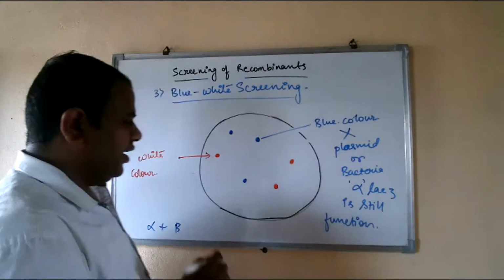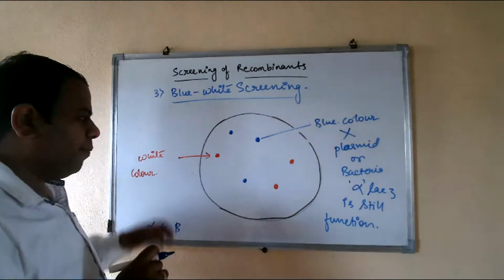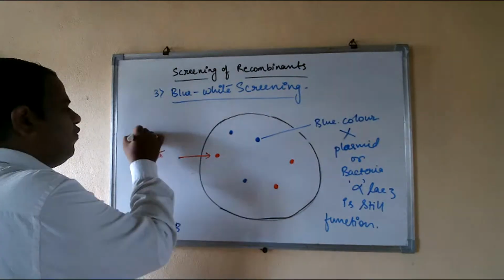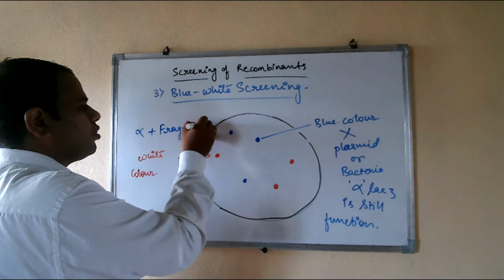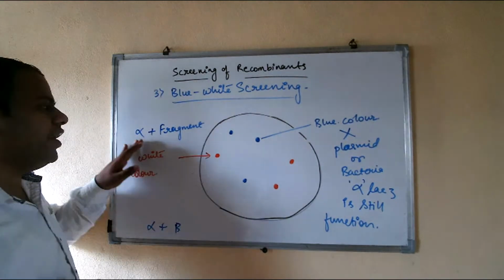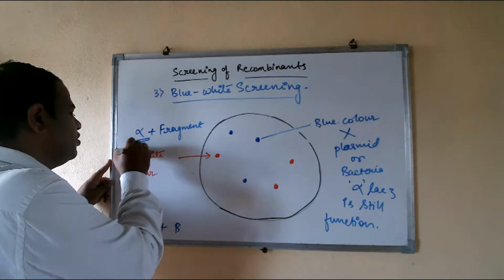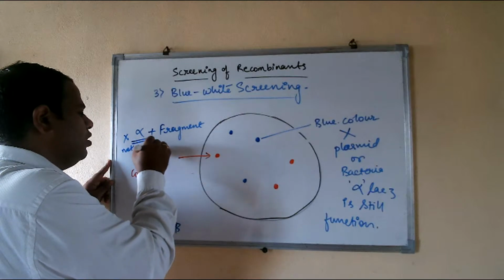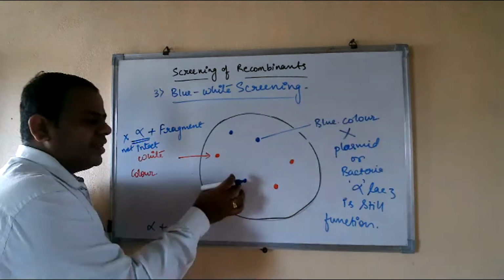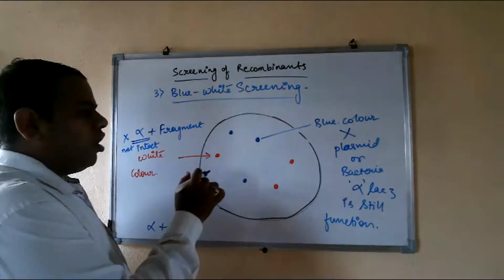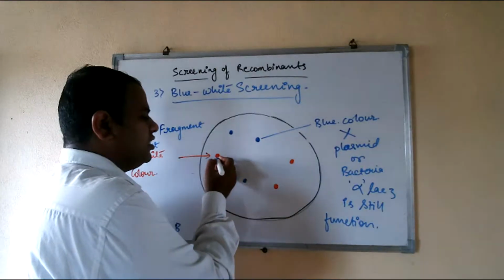But in this white colored colony, which I have shown here with the red color, what happens? The alpha gene is added with our fragment of interest. Now this alpha gene is not intact. So due to this, it cannot complement with the beta gene present in this bacterial colony, and therefore it cannot degrade the X-gal present in the medium. Hence, it is going to form a white color.